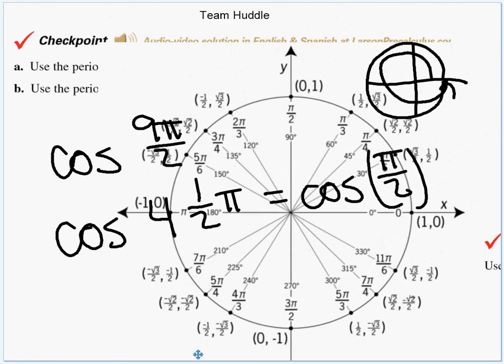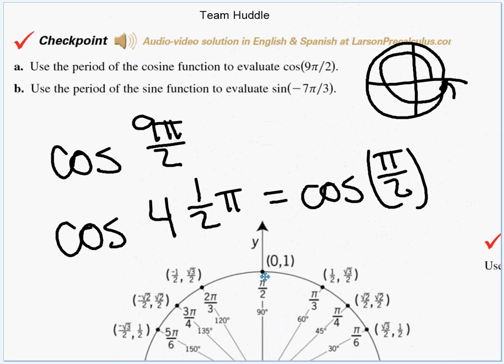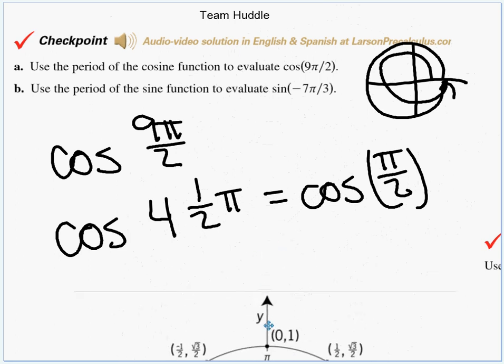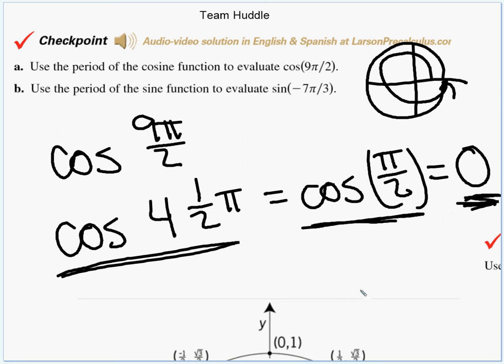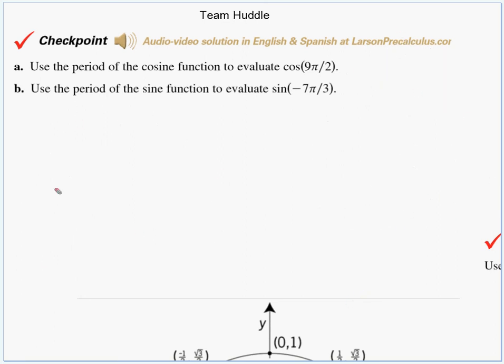And on my unit circle, half pi is up here at the top. The cosine value is the x-coordinate. So these are both equal to 0. The cos of half pi is 0. The cos of 4.5 pi is also 0 because of the periodic nature of the functions.